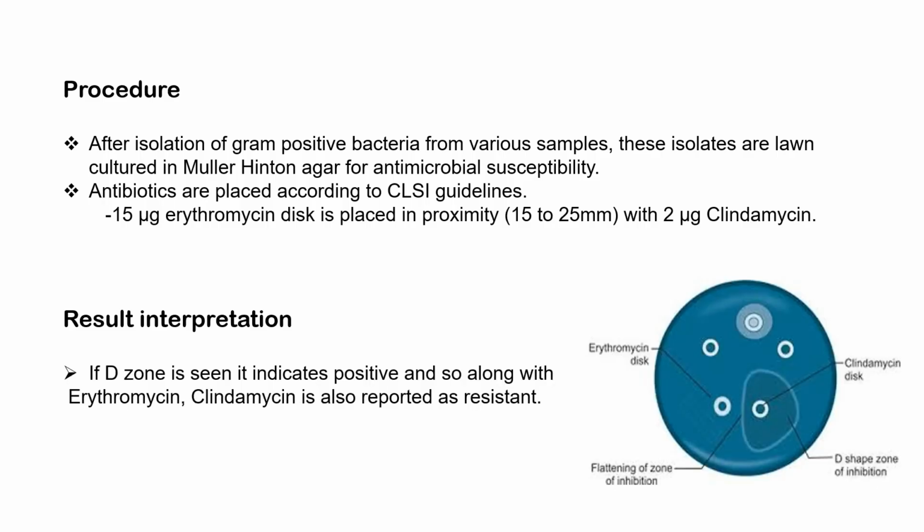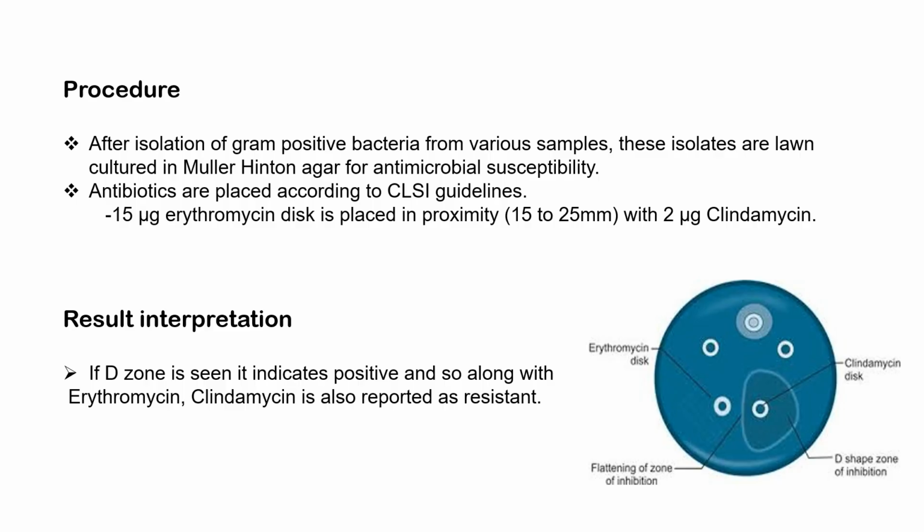Now let's look at the procedure. First, isolate gram-positive bacteria from clinical samples. Perform a lawn culture on Mueller-Hinton agar. Place antibiotic discs according to CLSI guidelines. One erythromycin disc 15 micrograms, one clindamycin disc 2 micrograms. The discs should be placed 15 to 25 millimeters apart. Incubate the plate and observe the results.